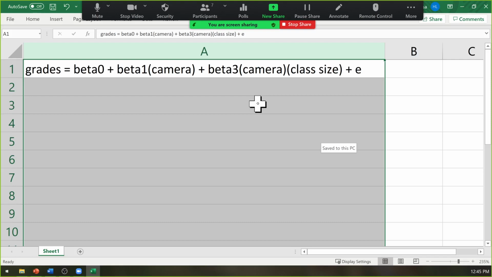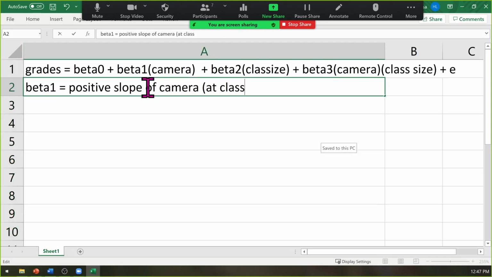Okay. So we would have to make sure that we center class size, because a class size of 0 is not a class. Or it's a really bad class that no one wants to go to. But let's say that we centered class size so that it's at the mean. So at the mean class size, we would expect maybe a positive slope of camera. I'll put this at class size equals 0.